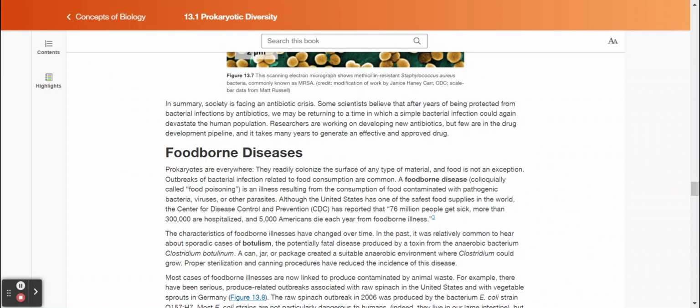In summary, society is facing an antibiotic crisis. Some scientists believe that after years of being protected from bacterial infections by antibiotics, we may be returning to a time in which a simple bacterial infection could again devastate the human population. Researchers are working on developing new antibiotics, but few are in the drug development pipeline, and it takes many years to generate an effective and approved drug.